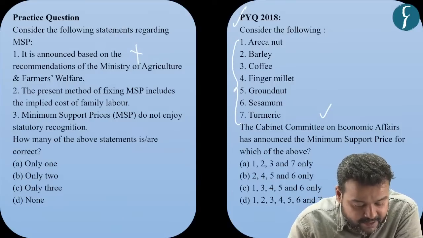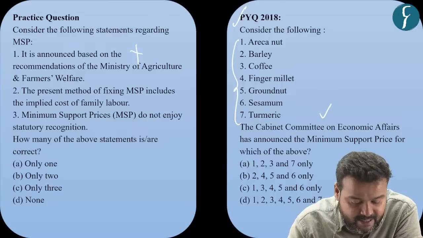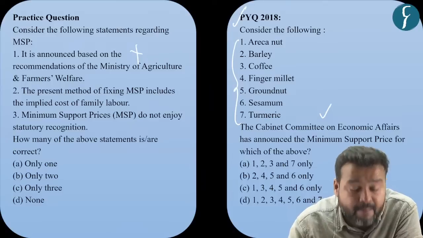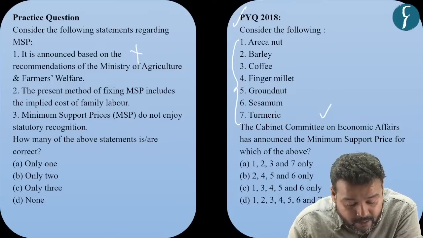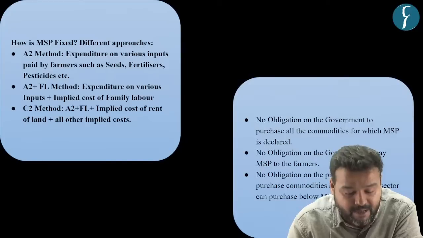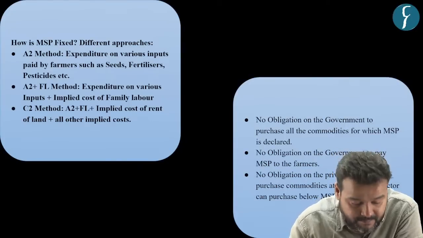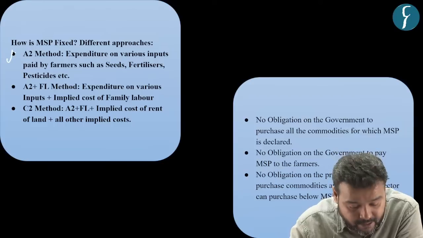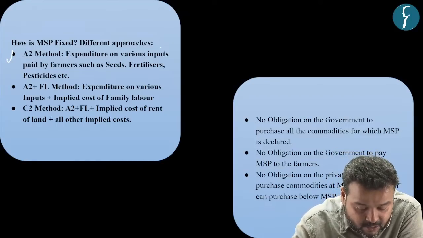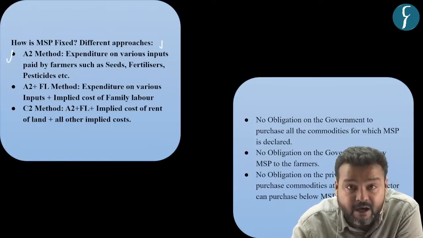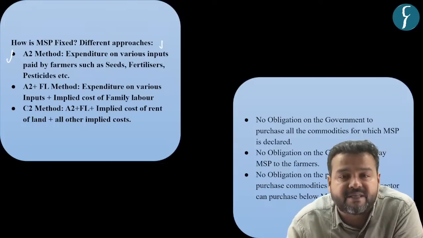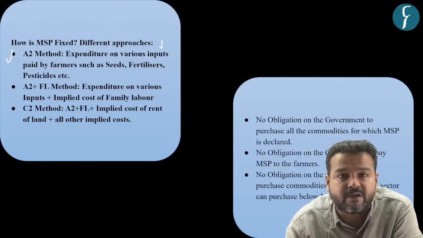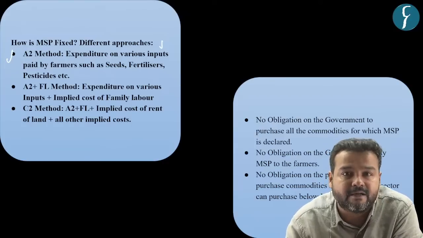Now, the second statement says the present method of fixing MSP includes the implied cost of family labor. And to take decision on this statement, you need to see the methodology. Now, there are three methodologies. First is A2 method, which includes expenditure on various inputs paid by farmers such as seeds, fertilizer, and pesticides, etc. So based on the input cost that farmer has incurred, this price is decided.